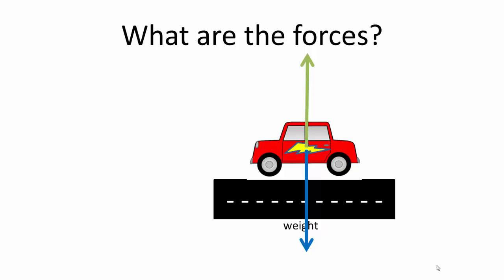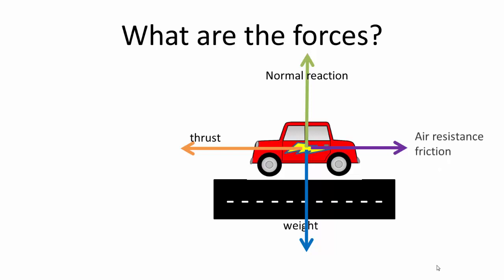So there's another force pushing opposite the weight, which is called the normal reaction. That will always be there. There's a force pushing forward. This is called the thrust. This is the driving force of the engine. And there will be a force stopping it from moving, which is basically air resistance and friction. So these are the 4 forces that we need to be familiar with.